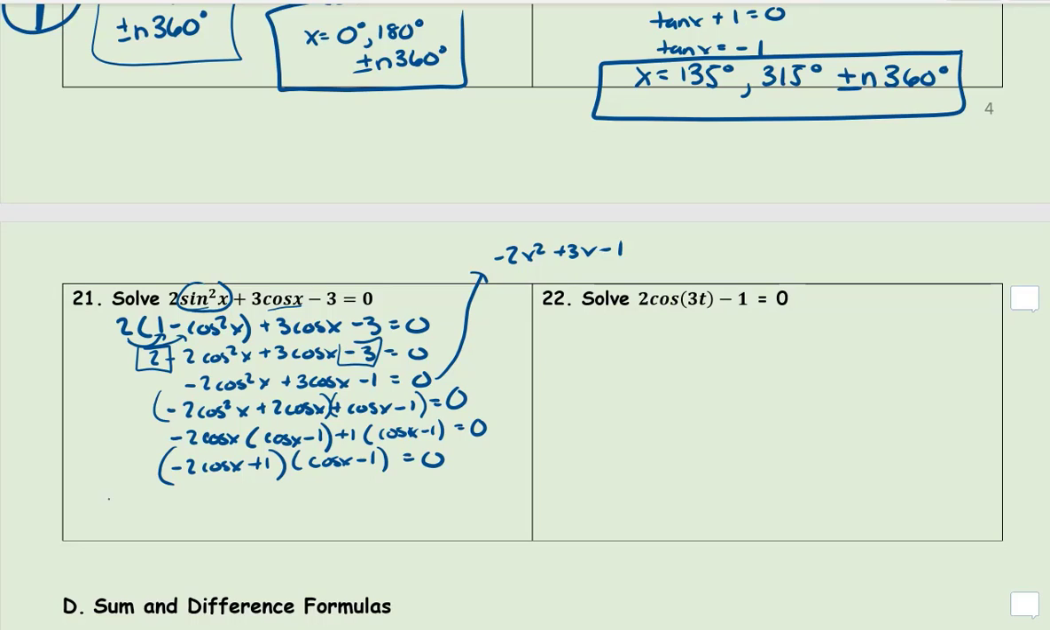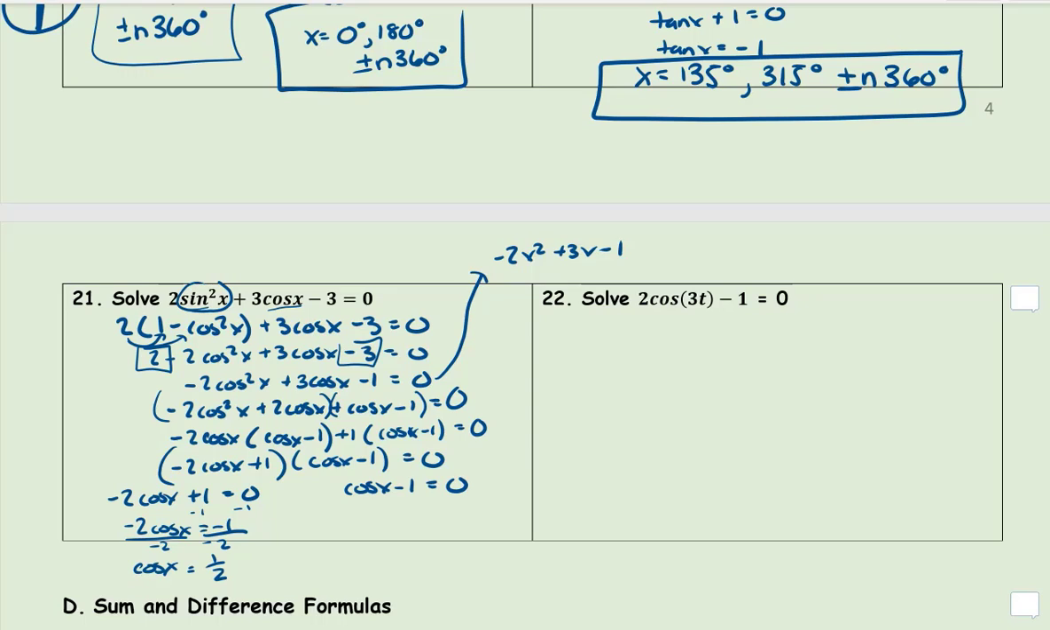So that tells us that we have negative 2 cosine of x plus 1 is equal to 0, and it also tells us that cosine of x minus 1 is equal to 0. So now we're going to solve each one of these for cosine. So we're going to subtract 1 from both sides here. Again, I'm running out of room, so I apologize if I'm writing a little small. Then we're going to divide both sides by negative 2. So we're looking for where cosine of x is equal to 1/2.